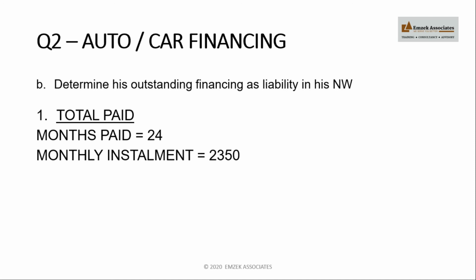So the total paid is 2,350 times 24 months, which becomes 56,400.